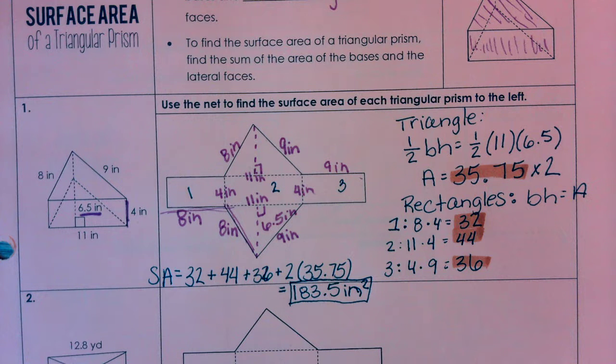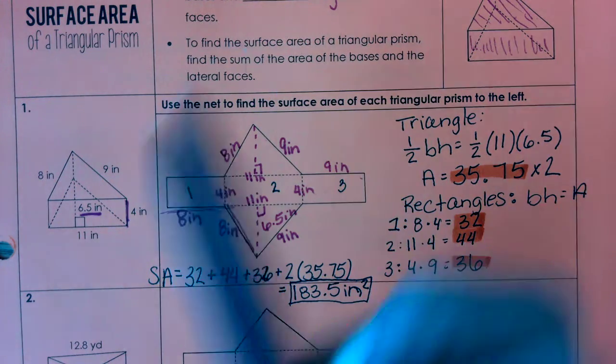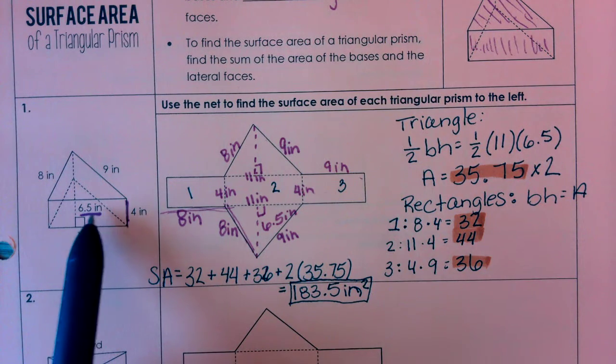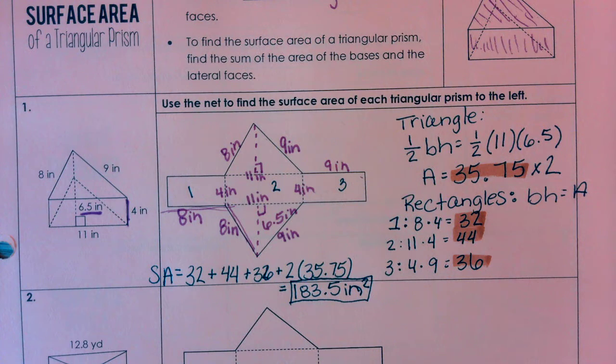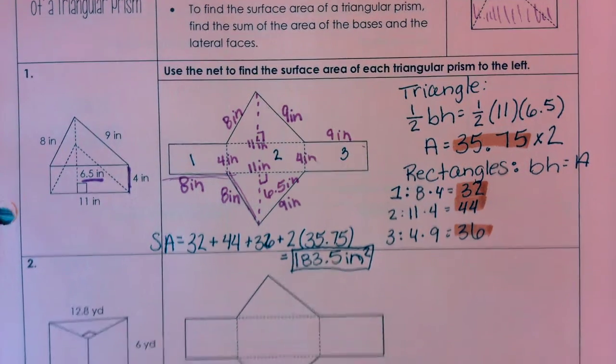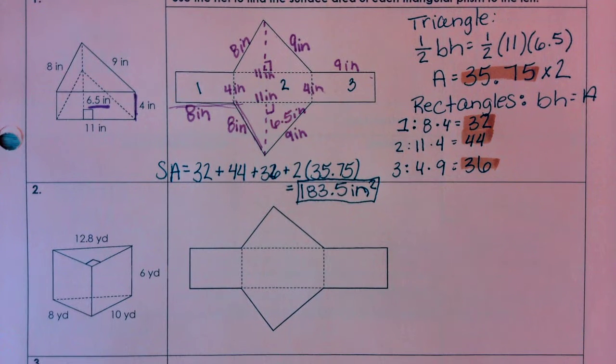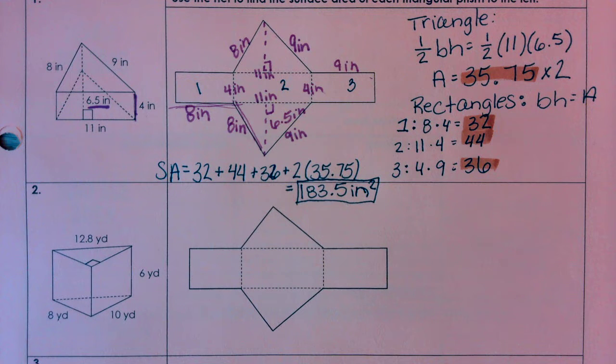Where did you get 6.5 from? The dotted line on that side. Right here. Oh, nice. I thought it was that. It probably helps us look at that. Questions on that triangular prism?